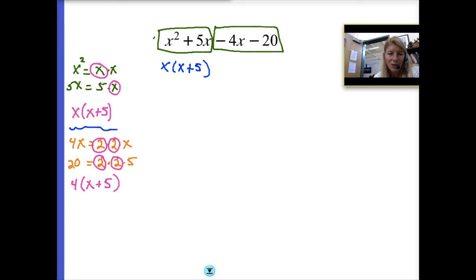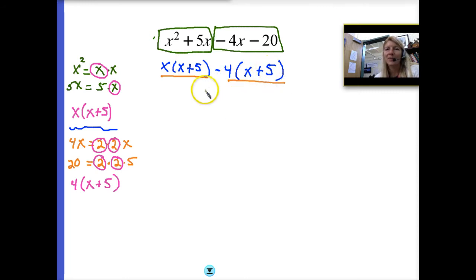So now I know what I'm going to put up here. The only thing is my signs. So I need it to say x plus 5. And I've got a negative 4 here. So what I've really factored out is actually a negative 4. Okay, and then I've got x plus 5 left. So I know I did it right because I have 2 x plus 5's. I have in this first term an x plus 5 and in this second term an x plus 5.